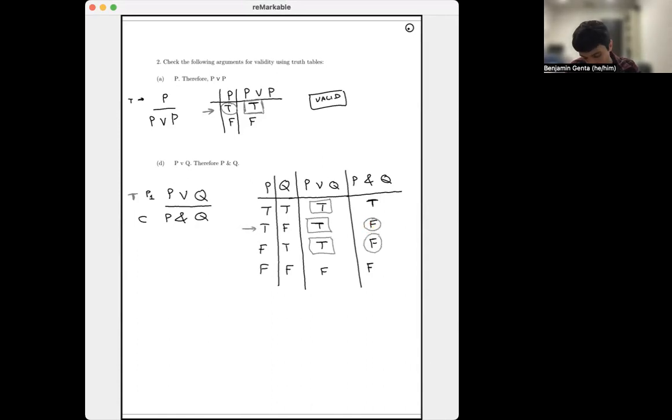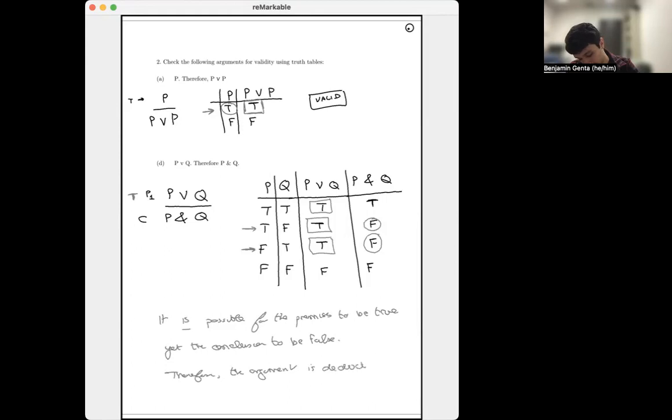But similarly, there's another false here. So you might say it is possible for the premises to be true, yet the conclusion to be false. Therefore, the argument is deductively invalid.